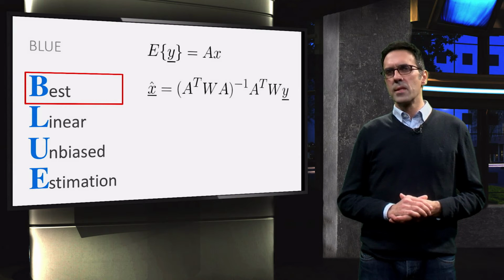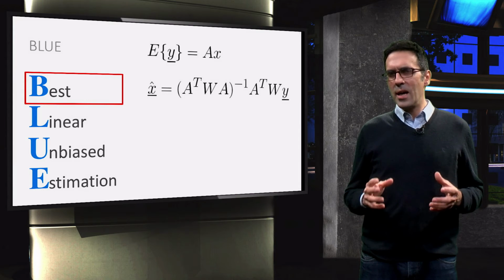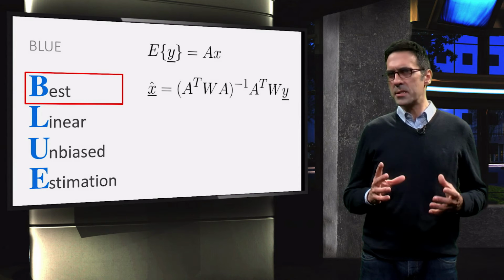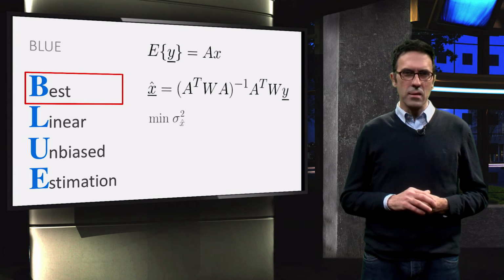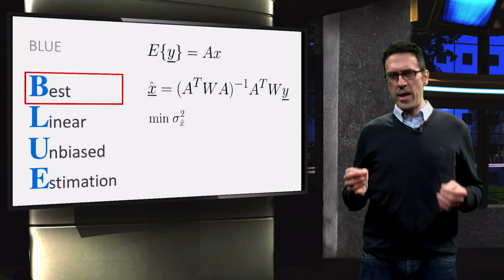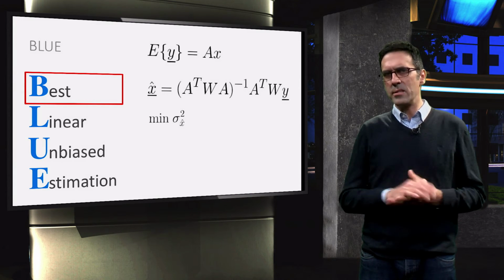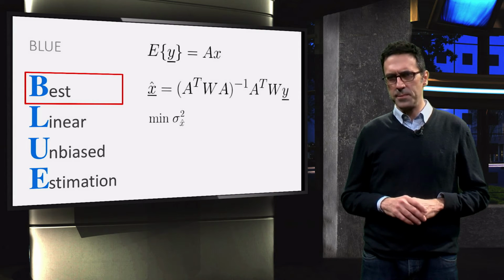Now, the term best implies that out of these 1 million values, I would like to find the value that has the best precision. If x would be a scalar, this means that the best precision is equal to the lowest variance of x, or the lowest standard deviation. Let's work this out in some more detail.